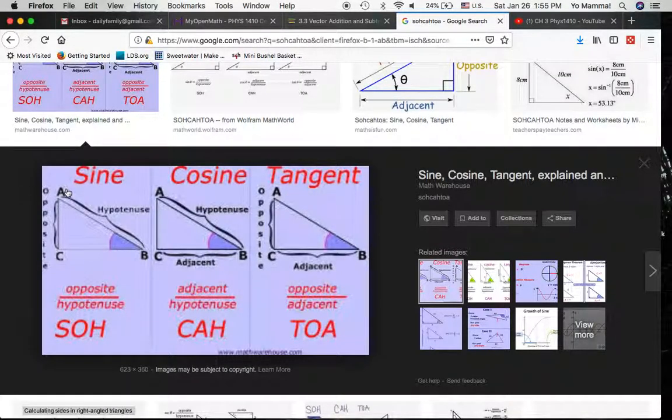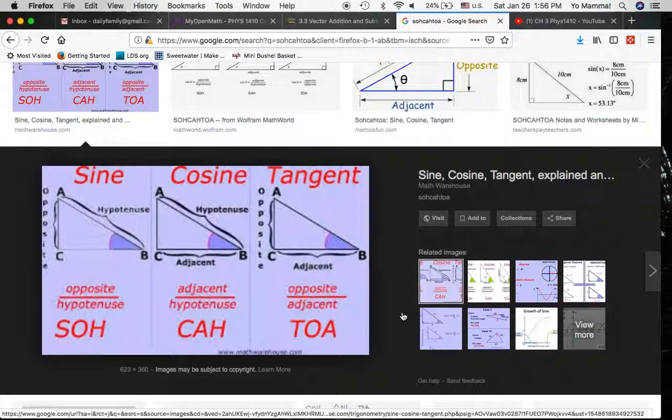With SOHCAHTOA, the relationships are always the same. The sine of the known angle is always equal to the opposite side divided by the hypotenuse. If you take the cosine of the angle that you know, it is always equal to the adjacent side, which is the side nearest the angle, divided by the hypotenuse. And if you take the tangent of this angle, it's always equal to the opposite side over the adjacent side. So that's the SOHCAHTOA part.